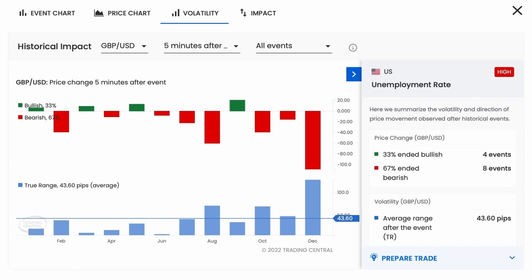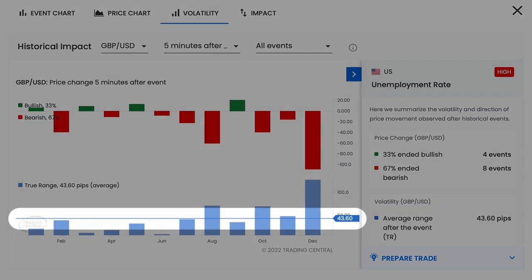Using pips, the trader has a better understanding of the magnitude and volatility from an event. The higher the number, the more volatile it is. We've highlighted the average volatility here with the blue line.